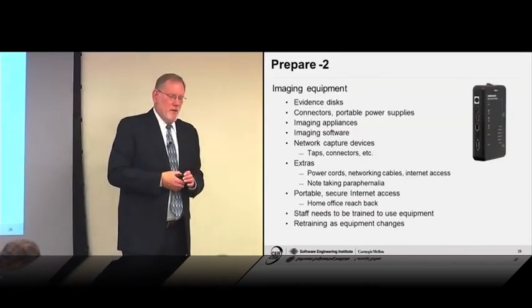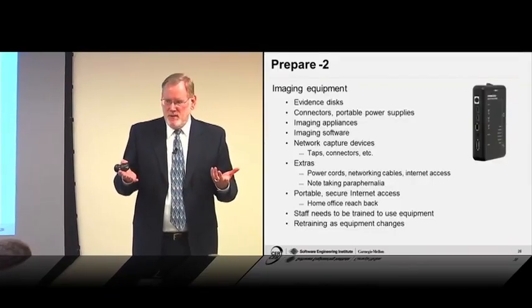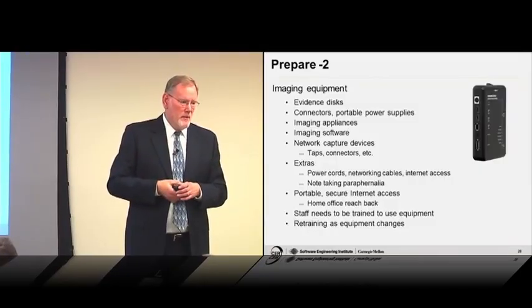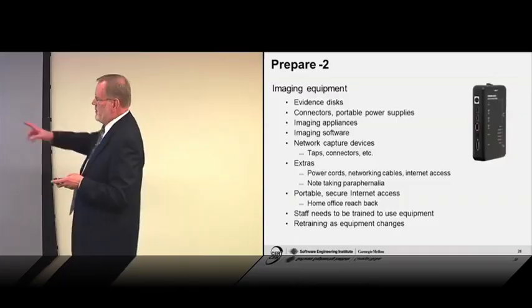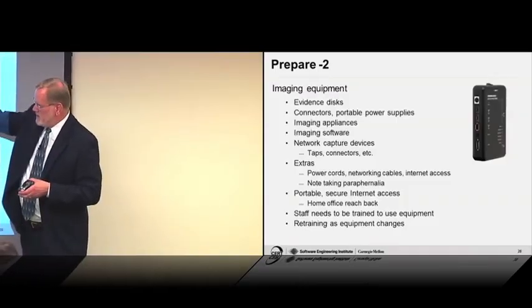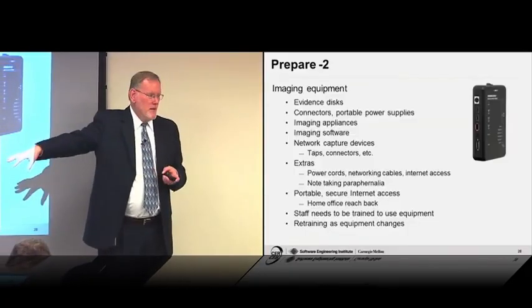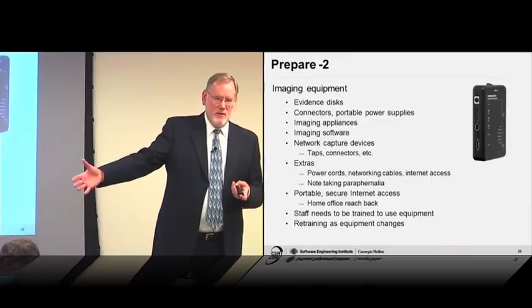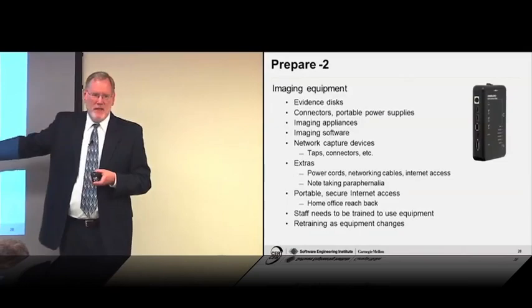Essentially, if you're going to image a disk, you've got to be able to connect it to something to image it, so you have to have the something to connect it to. FireWire, USB 1, 2, 3, SATA, what have you. You need to take all that stuff with you: evidence disk, connectors, images, imaging software, power cords. There's a lot of stuff. As soon as you don't have one of these things out there, you go, oh man, I wish I had that with me. Note-taking paraphernalia.